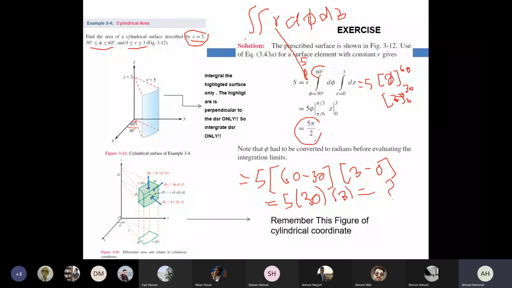also correct. It has been converted: 30 is pi divided by 6, because 180 divided by 6 is equal to 30, and pi divided by 3, which is 180 divided by 3, which is equal to 60. So both are correct.